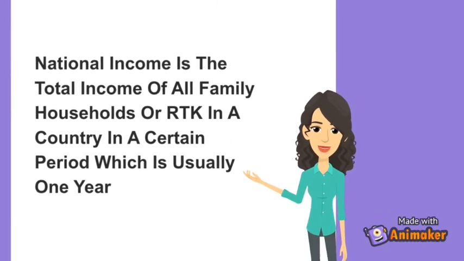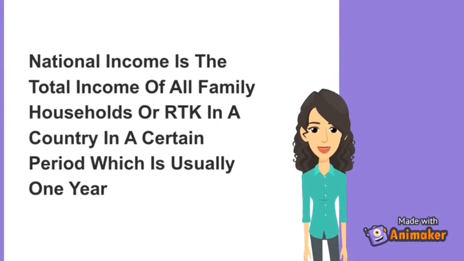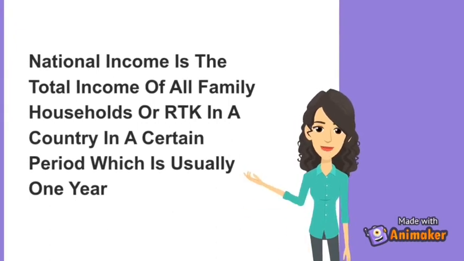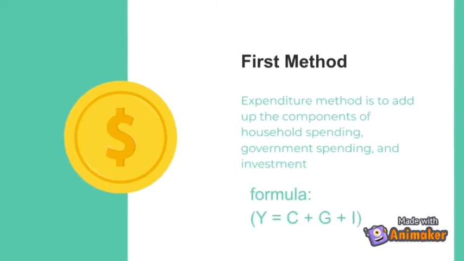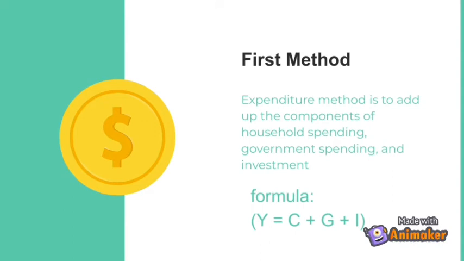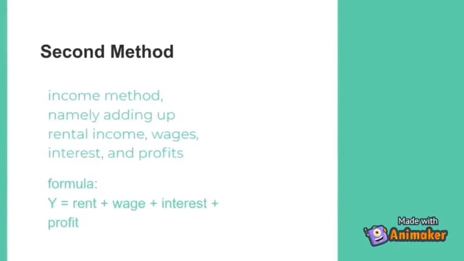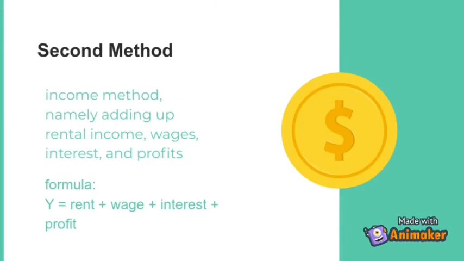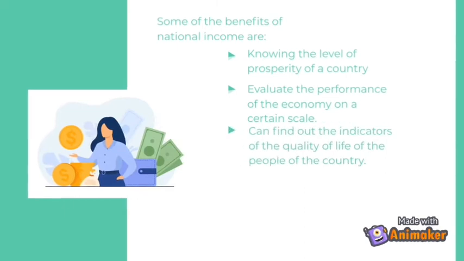National income is the total income of all family households in a country, in a certain period, which is usually 1 year. The expenditure method is to add up the components of household spending, government spending, and investment. The income method is adding up rental income, wages, interest, and profits. The following are some of the benefits of calculating national income.